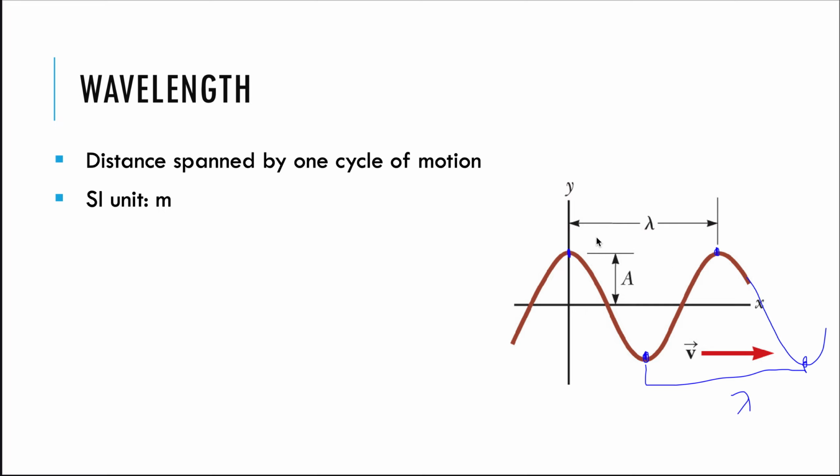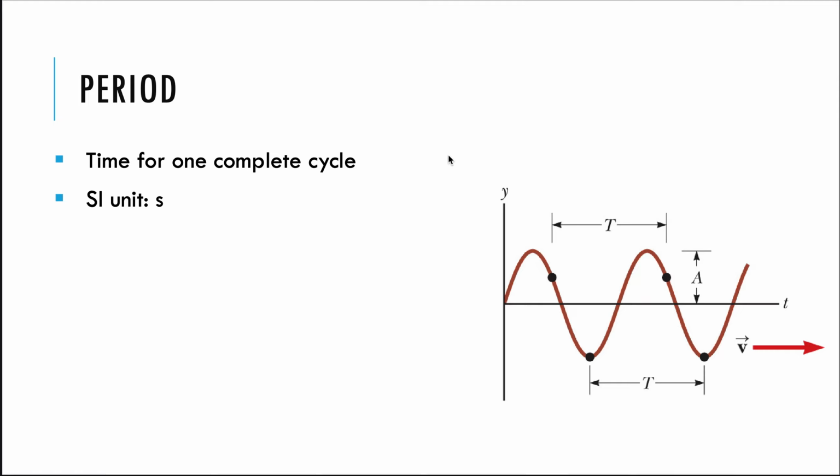In this case, you can imagine the wave that is traveling, and you can imagine that this crest moves all the way to here. And so it spans a distance of a wavelength, which is a distance, so it's still measured in meters. Next thing is the period, the time for one complete cycle.